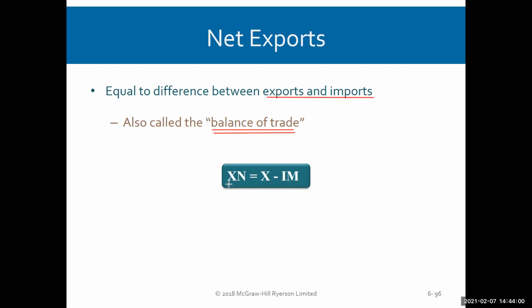And its formula is just XN is equal to exports minus imports. And if you always calculate it that way, exports minus imports, then the plus or minus sign you get will have significant meaning and consistent meaning. So sometimes it's written as X little n is exports minus imports. So let's take a look at the table of those and pull out a little bit more meaning.